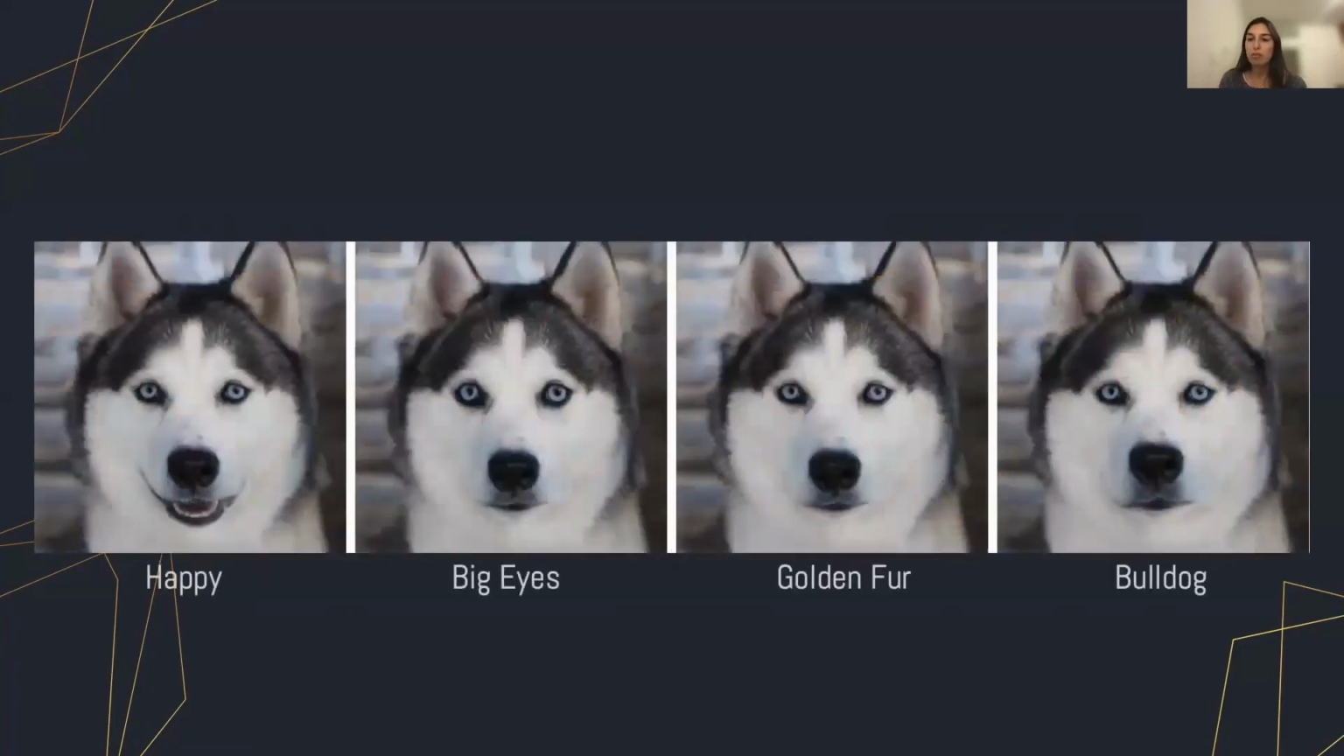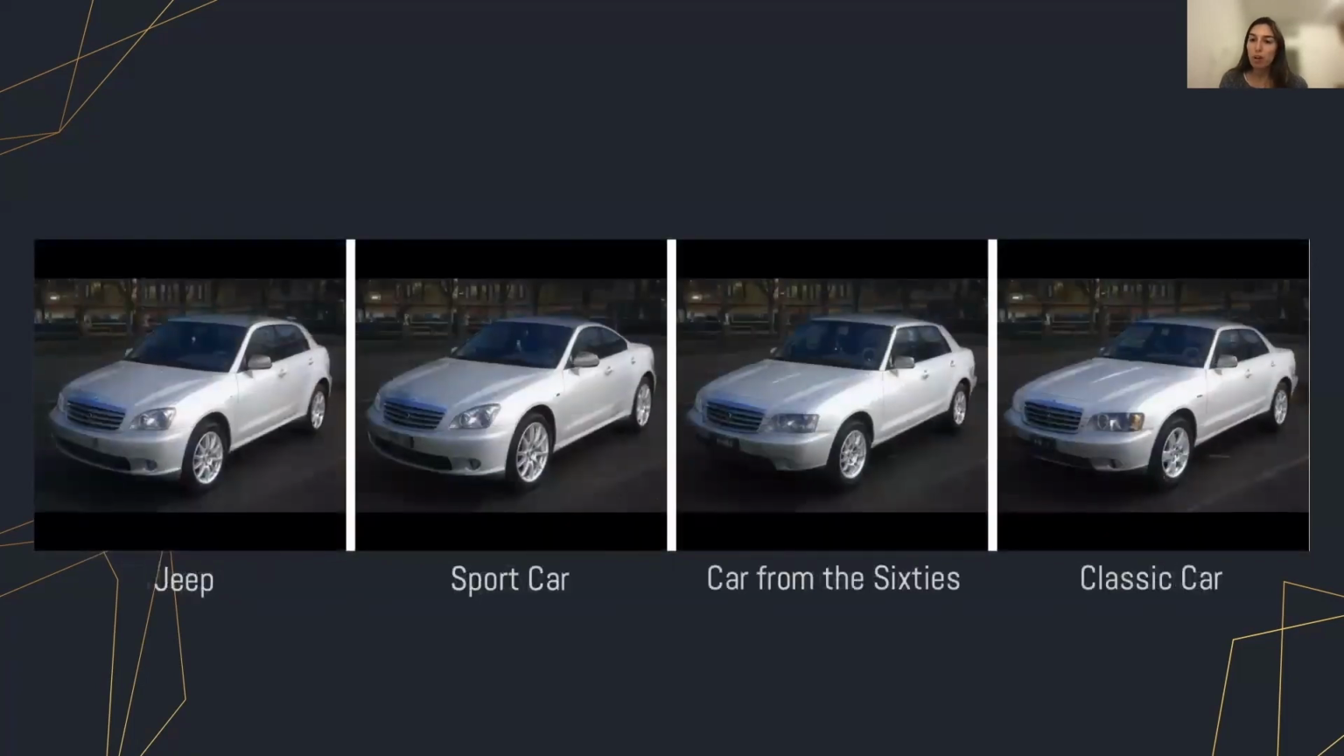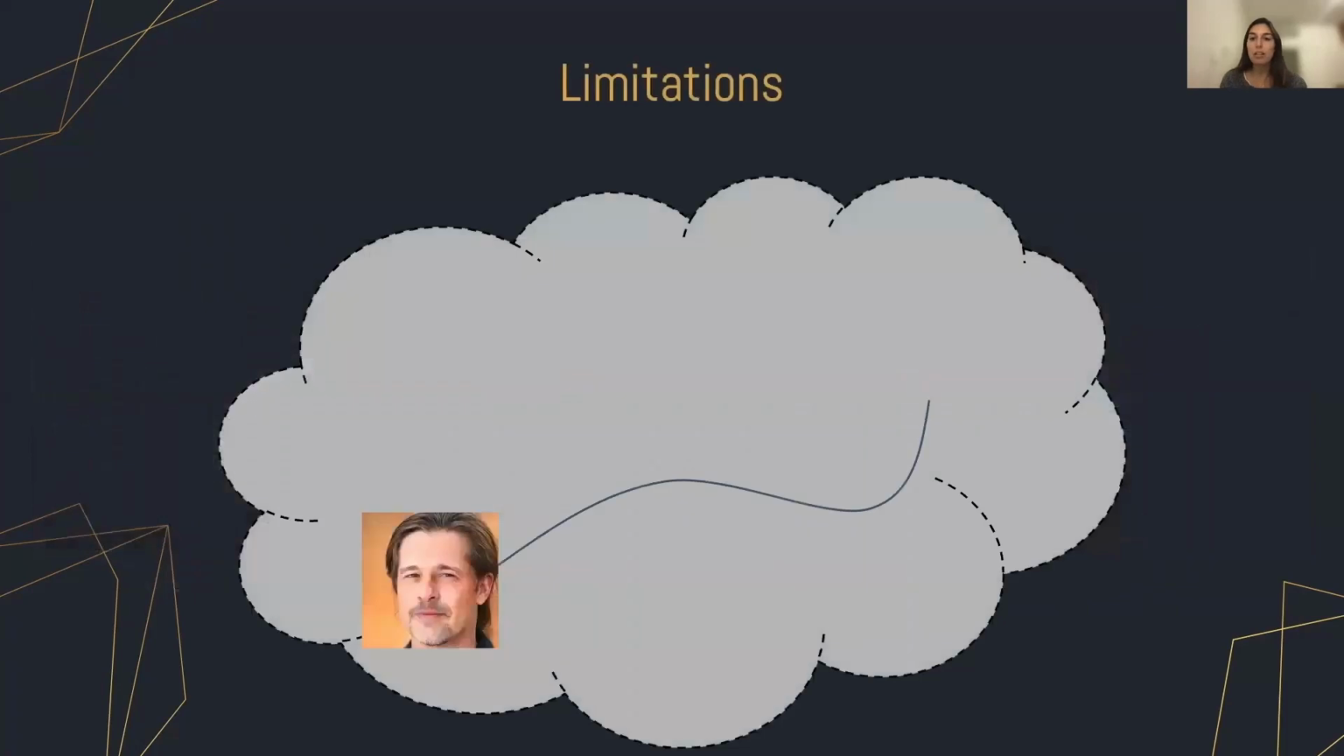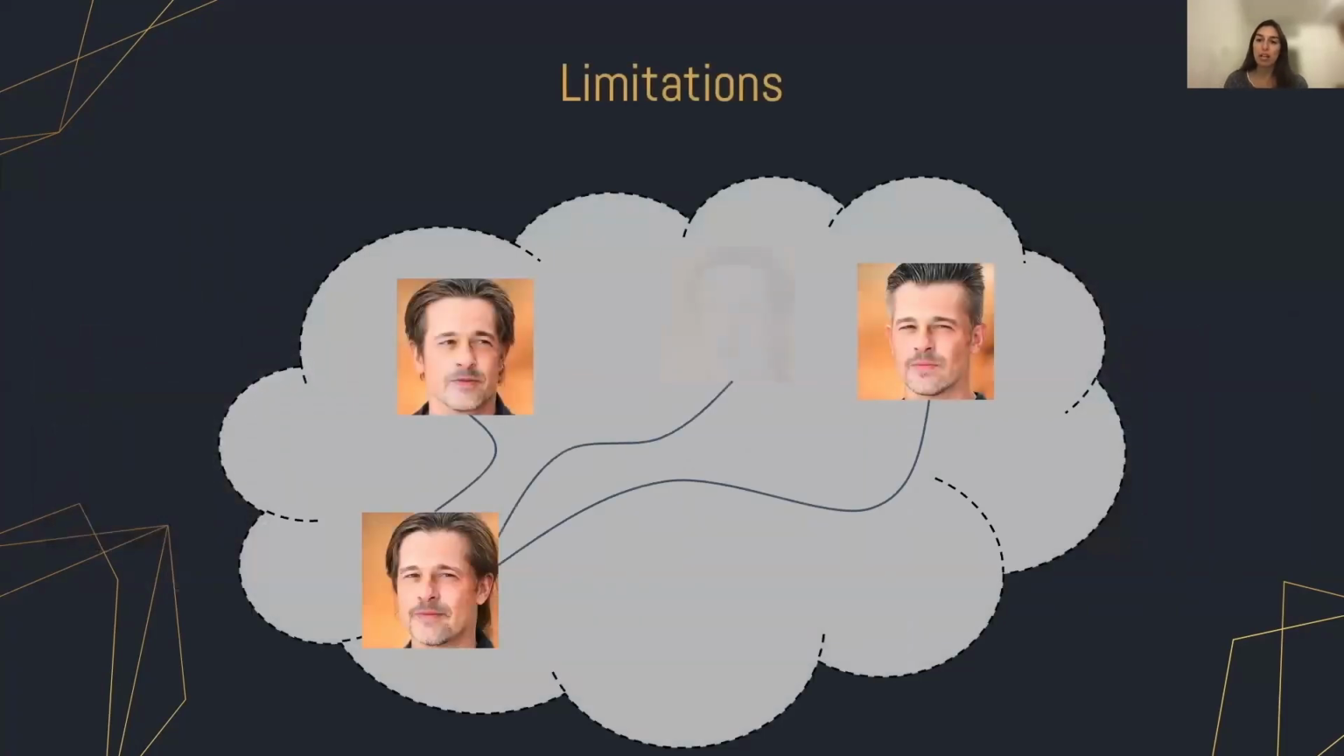And here are more results on dogs. We can make it happy, we can make its eyes bigger, change its fur color, or change its breed. And here are more examples of car manipulations. We can turn the car into a Jeep, into a sport car, into a car from the 60s, and even into a classic car. Now, let's talk a bit about the limitations of StyleCLIP.